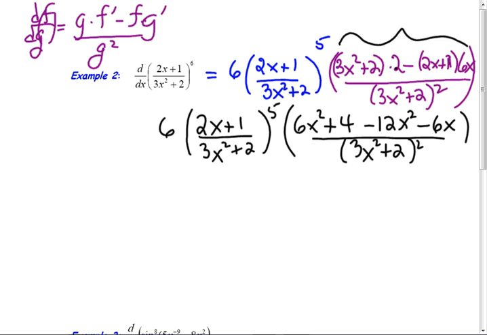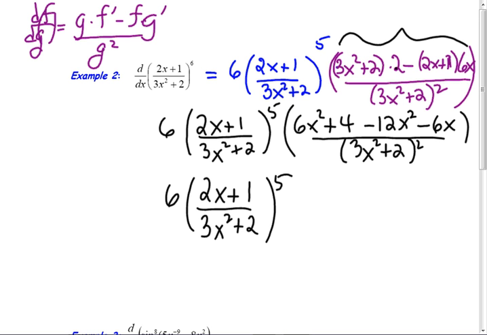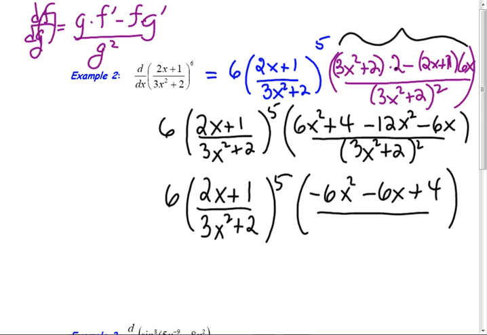I just multiplied this out. For those of you who care, if you're going to match the answers in the back, I guess you've got to care. But honestly, that takes too long. So let's see, I got 6x squared minus 12x squared, so it's negative 6x squared minus 6x plus 4. I don't think it's going to reduce.